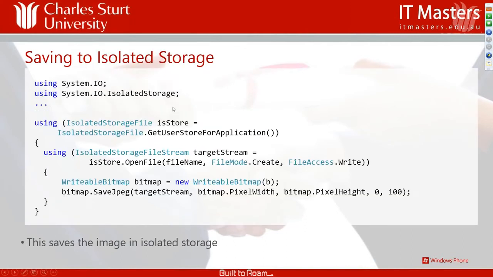Alternatively, we can save it to isolated storage. Again, this might be useful for doing further processing, or just for images that are pertinent to our application and that we don't want to share or make available on the main device itself.